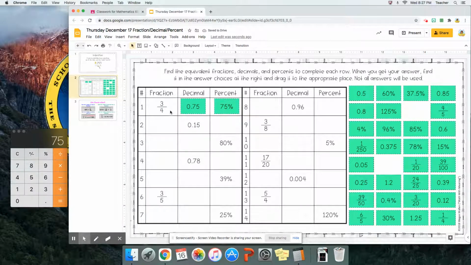Even though my fraction isn't 75/100, these are all still equivalent to one another. 3/4 is the simplified version of 75/100.